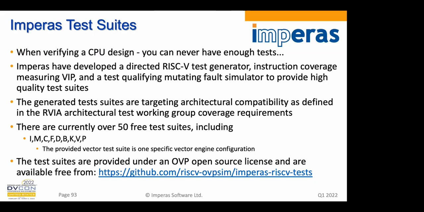And we generate these test suites for targeting architectural compatibility as defined by RISC-V International, the working group on coverage, as I mentioned. And we've generated over 50 test suites that we make available. We make available with our RISC-V OVPsim free simulator on the GitHub, and we have one of the testers there, and the others are on the OVP World website, and there's a link there on the screen, and you can go there and download them from the GitHub and also from OVP World. I'm now going to walk you through the GitHub and show some running.